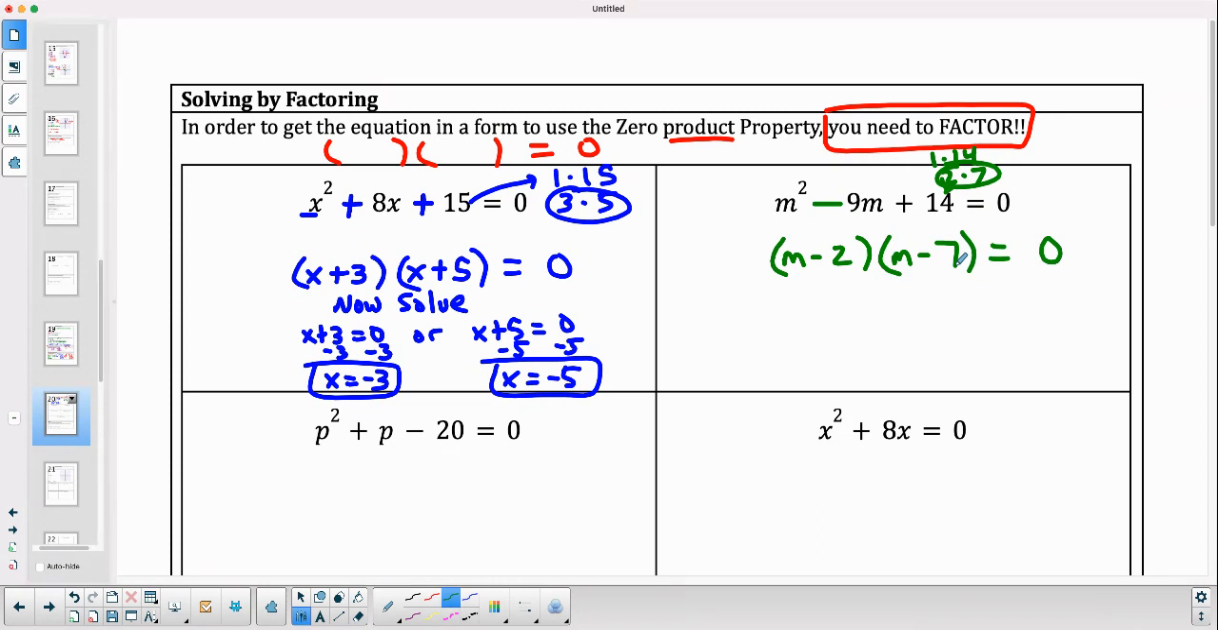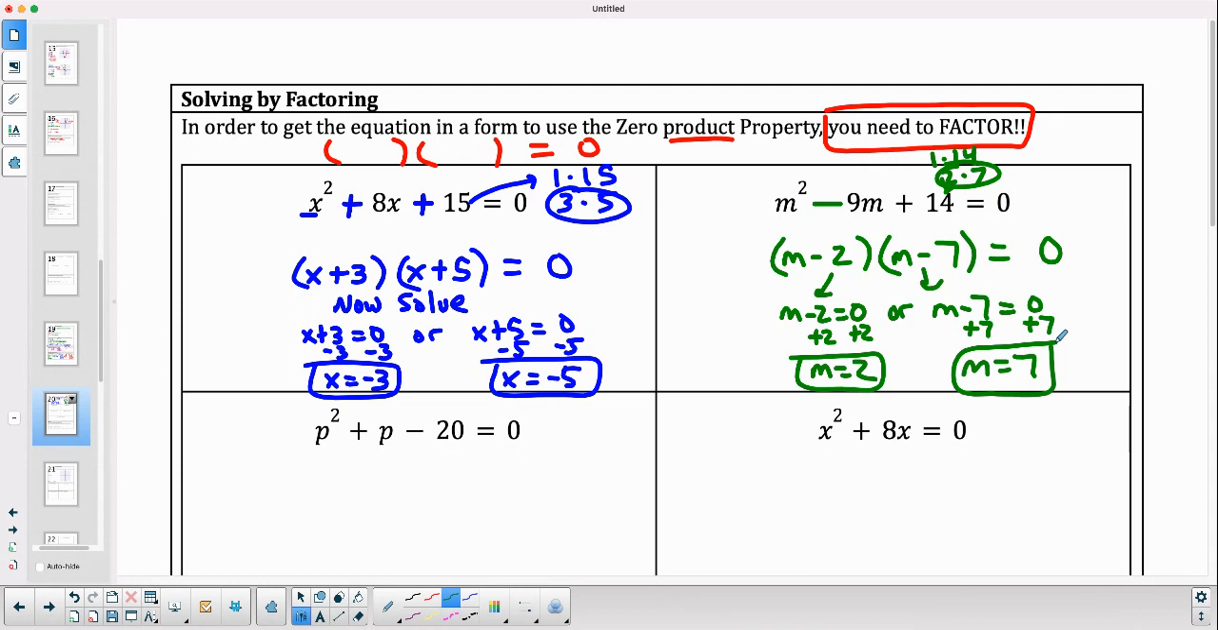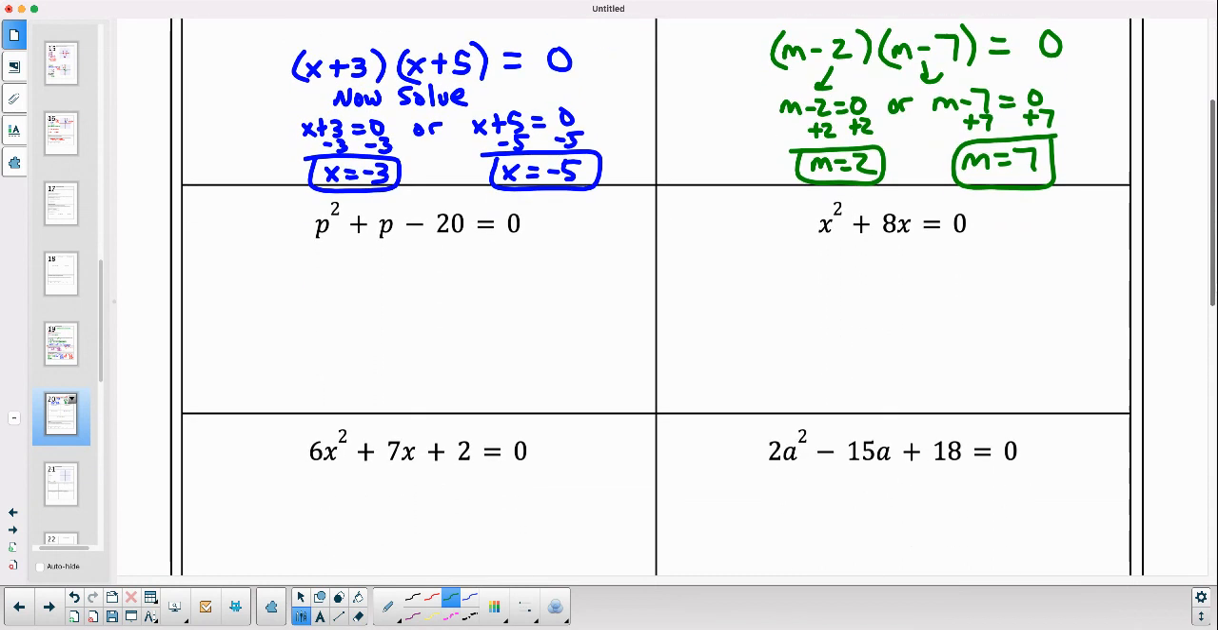Now to solve it, we just split it up. M minus 2 could be equal to 0, or M minus 7 could be equal to 0. If I have two things that multiply to 0, one of them has got to be 0. So if I add 2 to both sides, one of my solutions is 2. If I add 7 to both sides of the second one, my other solution is 7. We keep them both. There's two good answers for these. Let's keep going with the examples.